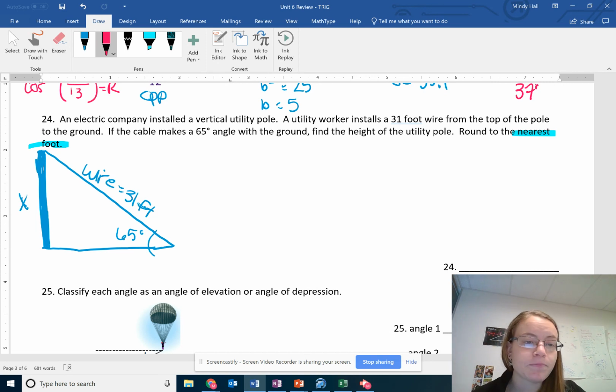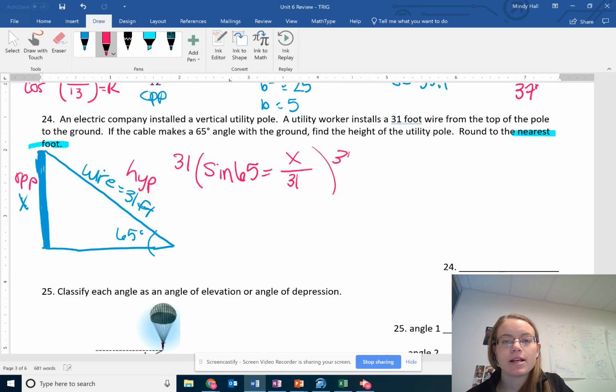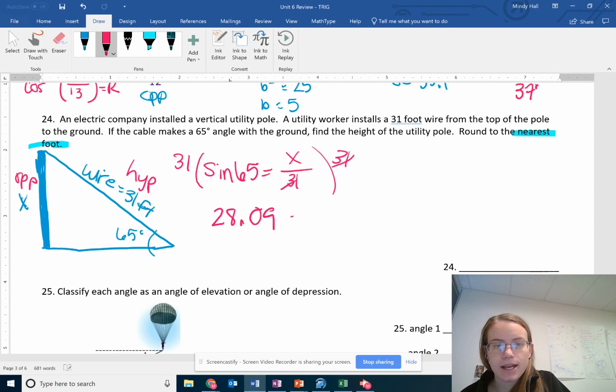So if I'm doing this, I see the 65-degree angle. The wire is my hypotenuse, and the x is opposite. So the trig function I can use for opposite and hypotenuse is going to be sine. So we have sine of 65 equals opposite x over hypotenuse 31. So then we multiply both sides by 31 to cancel it out. And that would give us 31 times sine of 65 gives you 28.09. And because we're rounding to the nearest foot, that 0 tells me to just keep it. So it is 28 feet. Okay.